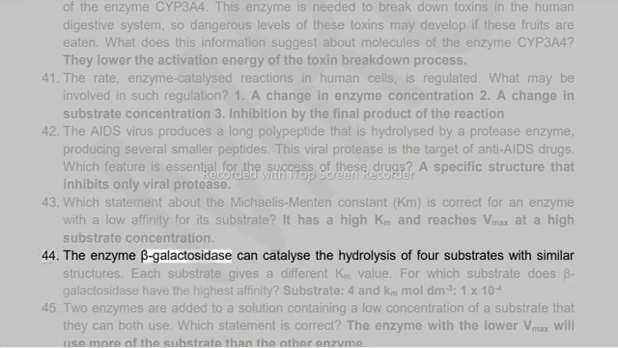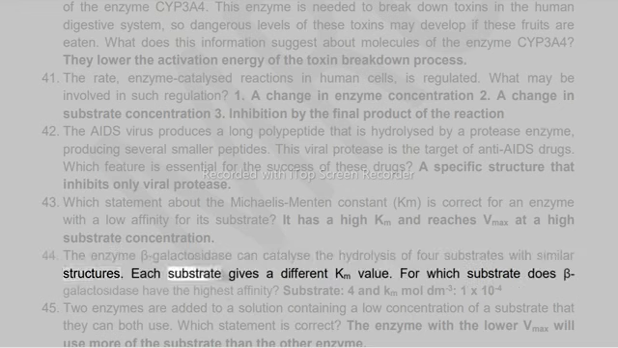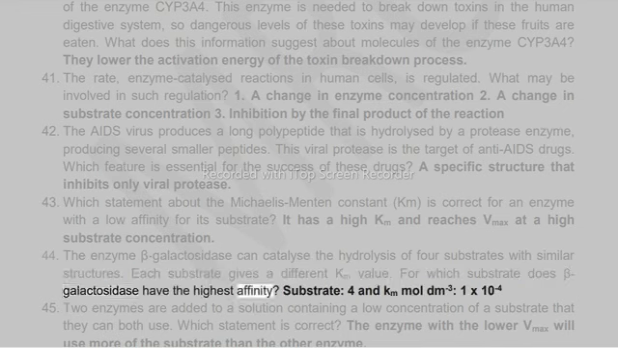44. The enzyme beta-galactosidase can catalyze the hydrolysis of 4 substrates with similar structures. Each substrate gives a different Km value. For which substrate does beta-galactosidase have the highest affinity? Substrate 4, with Km 1 x 10^-4 mol dm^-3.